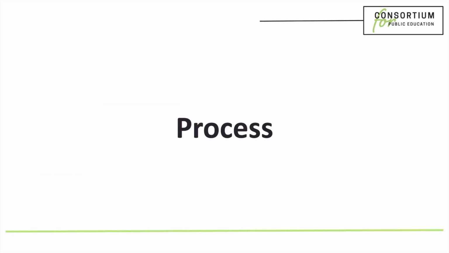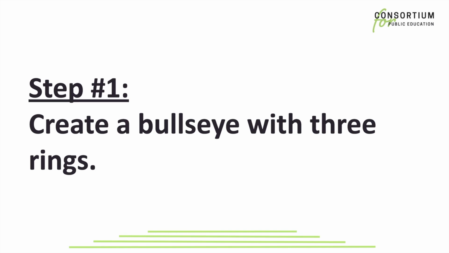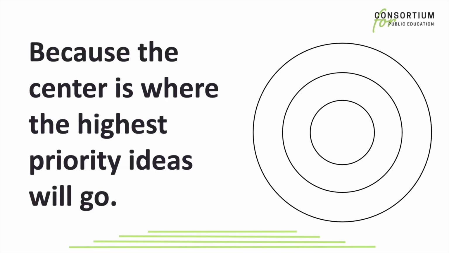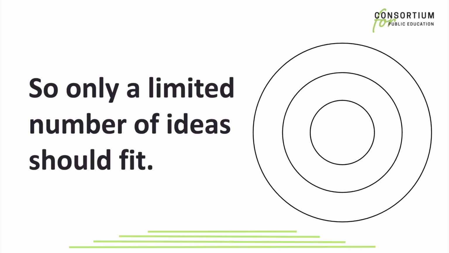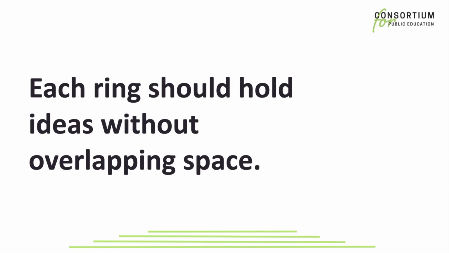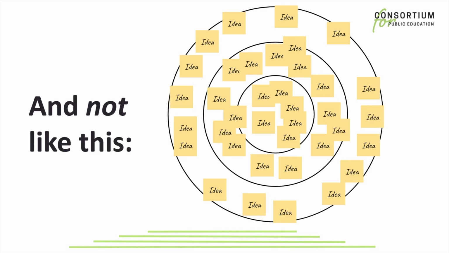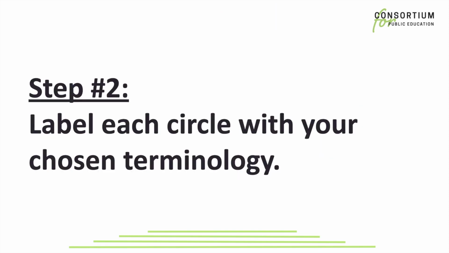So let's talk process. Step 1. Create a bullseye with 3 rings. Make sure that the center circle isn't too large, because the center is where the highest priority ideas will go, so only a limited number of ideas should fit. Each ring should hold ideas without overlapping space, like this, and not like this.